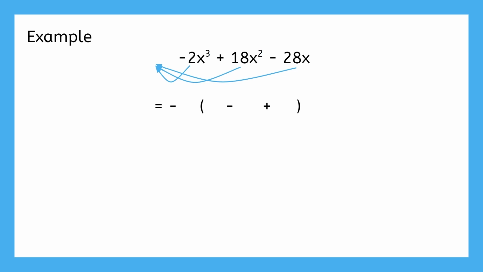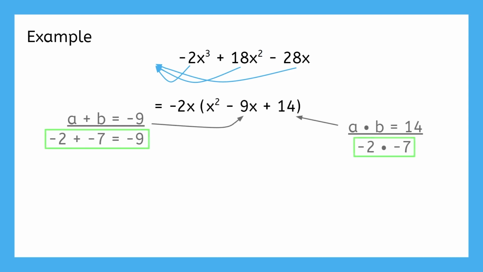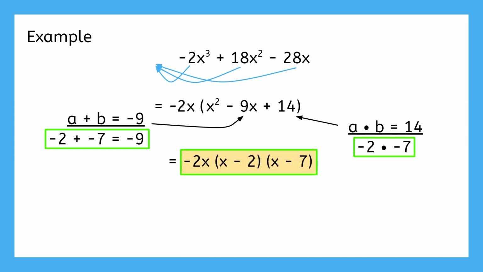All of the coefficients are even, so we can divide them all by 2. And every term has at least an x, so we can pull that out as well. With the GCF of negative 2x, that leaves x squared minus 9x plus 14. We could factor that using the combination of negative 2 and negative 7, so the factors of negative 2x cubed plus 18x squared minus 28x are negative 2x, x minus 2, and x minus 7. I'll leave it up to you to check this answer and make sure it's correct.